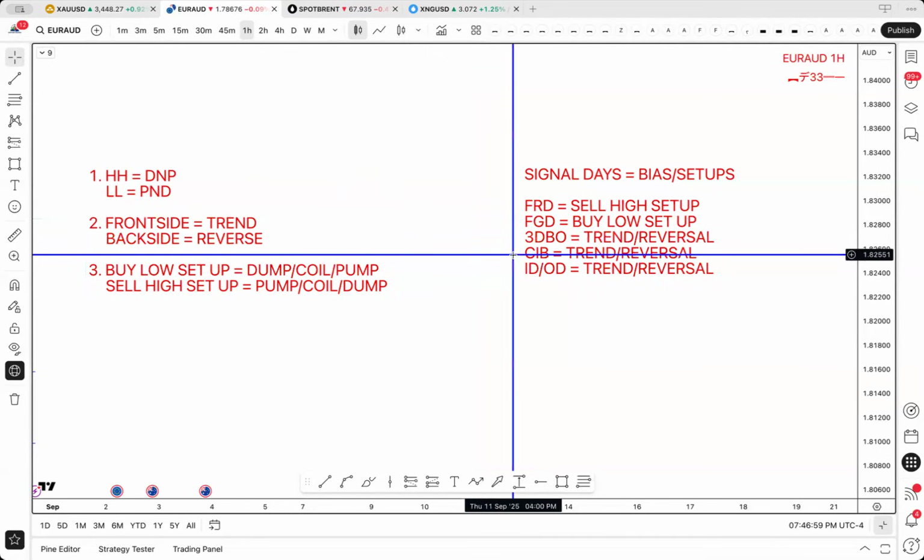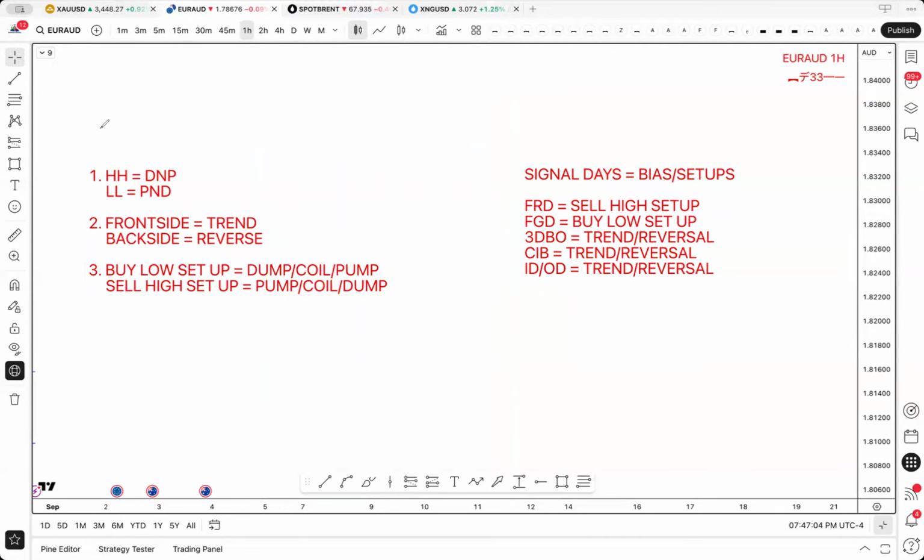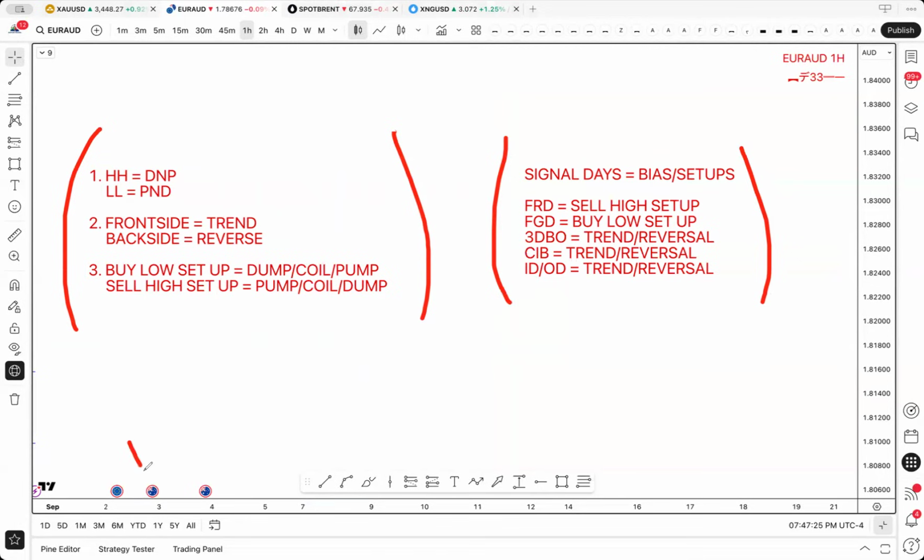But we have signal days, we have rules in place, which is very important. As a day trader, you need rules, you need restrictions, you need setups, you need signals to tell you when to get in, when to get out, when to stay out, when to do absolutely nothing. And just a reminder, it's either going to be a pump and dump or a dump and pump.